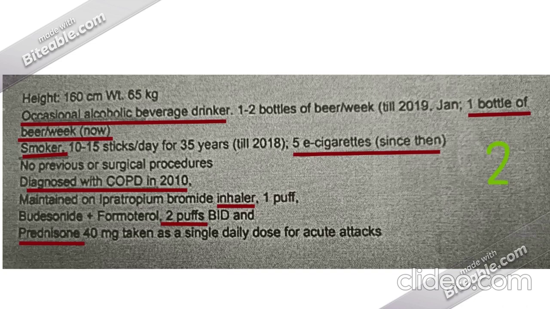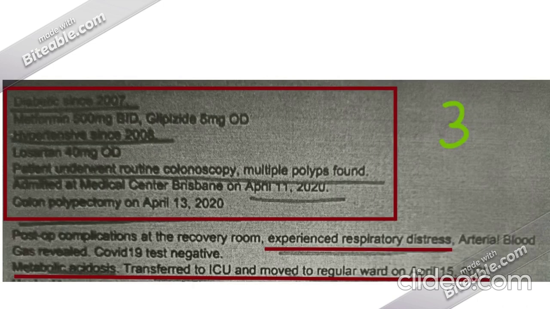No previous surgical procedures. Diagnosed with COPD in 2010 and maintained on ipratropium bromide inhaler, 1 puff. There are more medications and the puff inhaler given, so you can just have a look at it. In the same way, she is diabetic and hypertensive since 2007 and 2008, and she is on metformin and glipizide, and for hypertension she is on losartan.